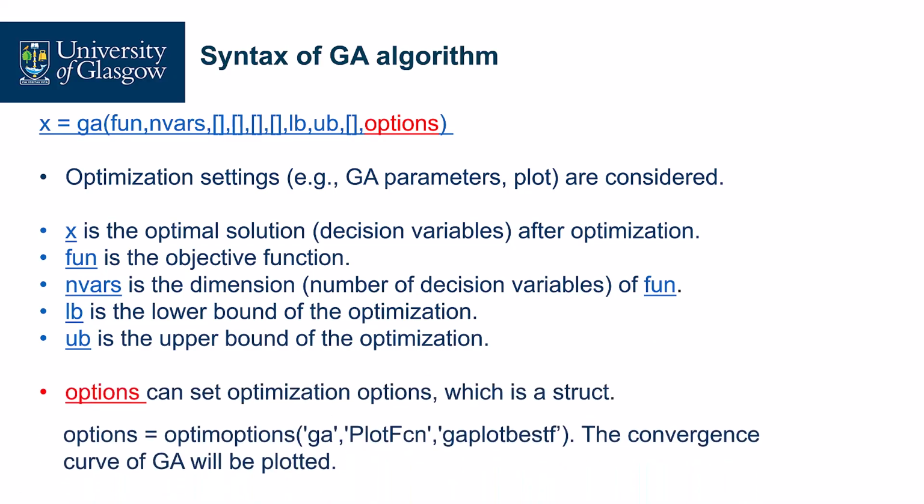Then let's see what options is. First, options is a struct. This struct contains optimization options. We can use the optimoptions function to set it. For example, this is for GA, and I want to plot the convergence curve. I can say PlotFcn, gaplotbestf. When we use this and run the GA, the convergence curve will be plotted.